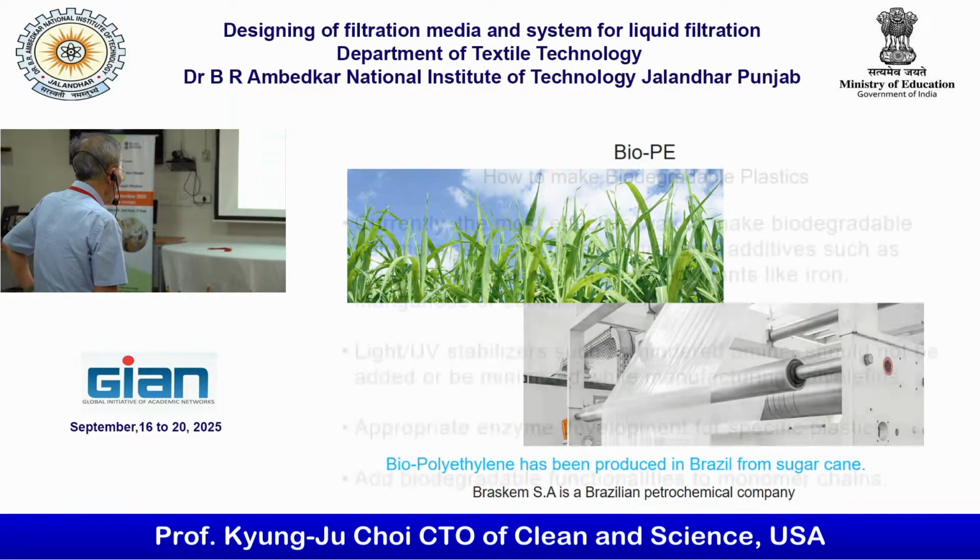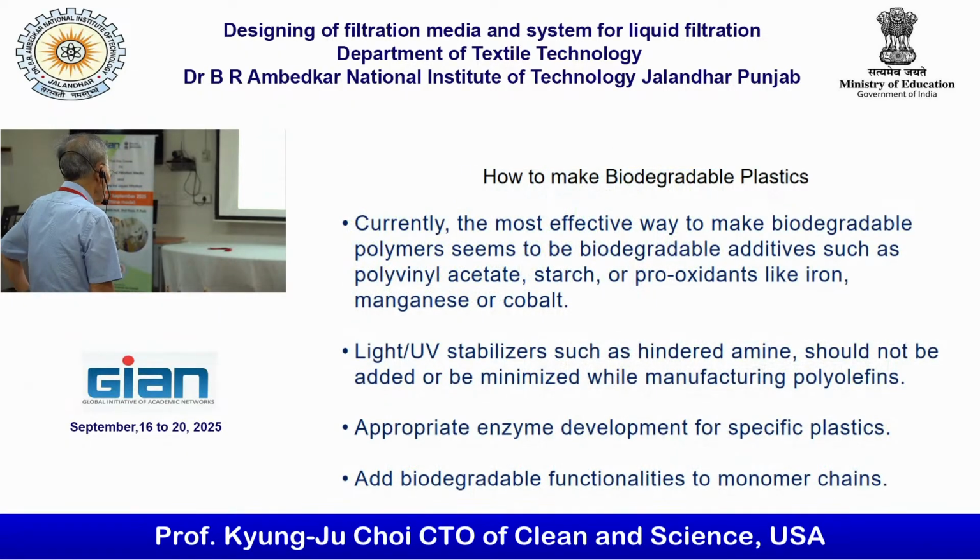So how to make the biodegradable plastics? Currently, the most effective way to make the biodegradable polymer seems to be biodegradable additives such as ethylene vinyl acetate, starch, pro-oxidants like iron, manganese, and cobalt, or UV stabilizer. This is the issue.